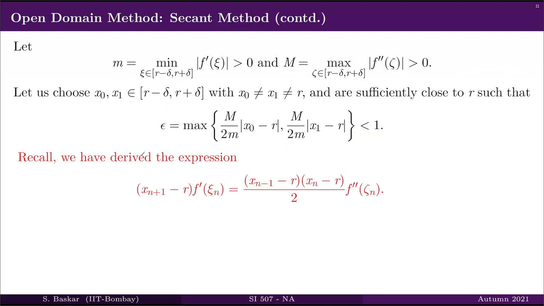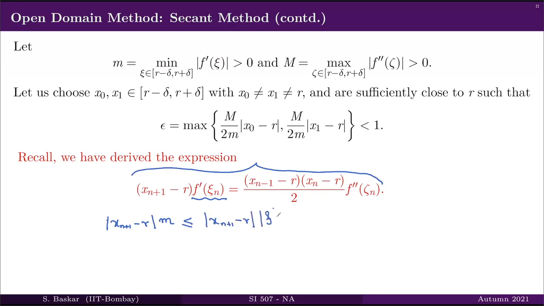Recall that we have derived this expression as the first step of the proof. From here, you can see that mod xn plus 1 minus r into minimum of modulus of f dash of xi, which we denote by m, is always less than or equal to mod xn plus 1 minus r into f dash of xi n, right?